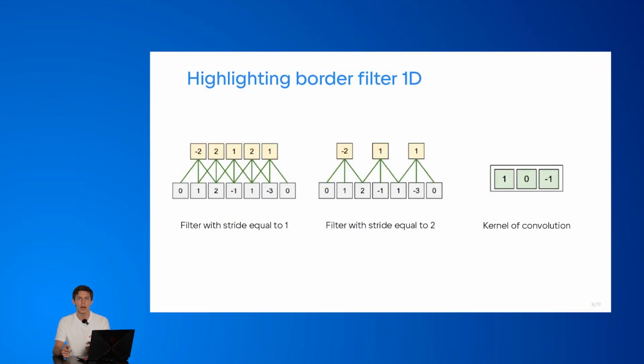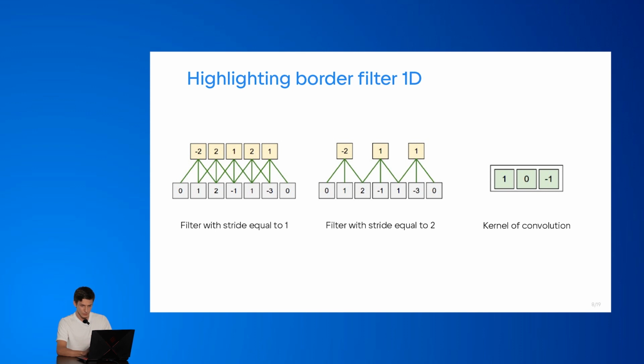Let's look at how our convolutional layers help us to extract features. What features are we talking about? It may be a color gradient, for example, angles, corners, different lines, etc. And now we will look at a vertical filter in one dimension. Here we can see two cases. The first one, filter with stride equal to 1, and the right one, filter with stride equal to 2. Our kernel of convolution is the array of three numbers, 1, 0, and -1.